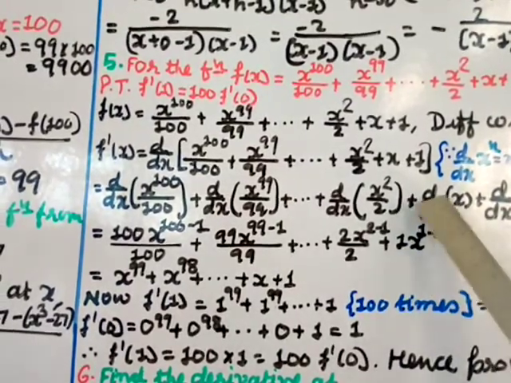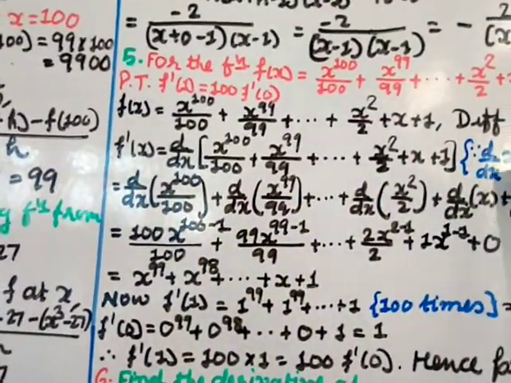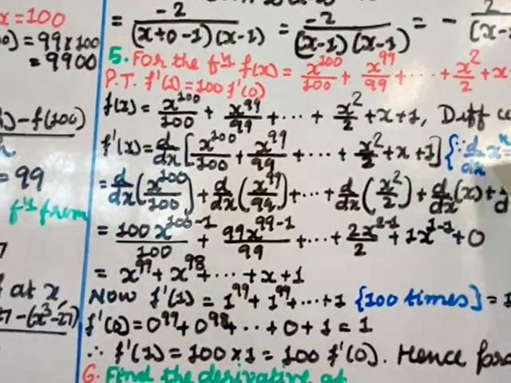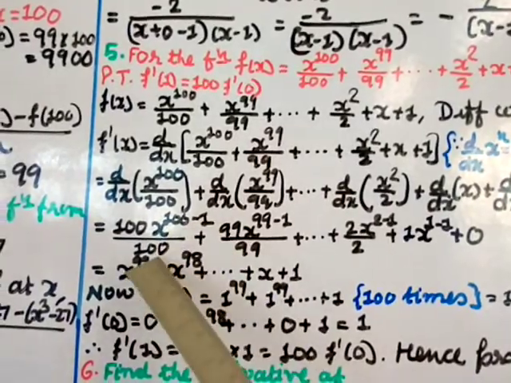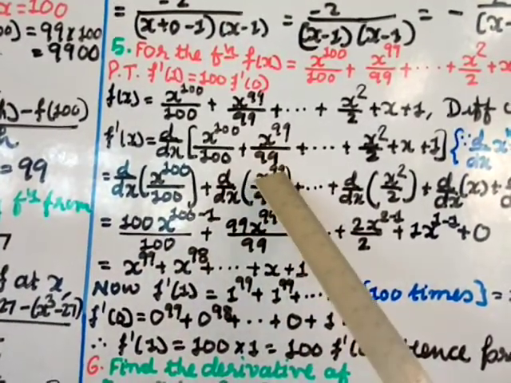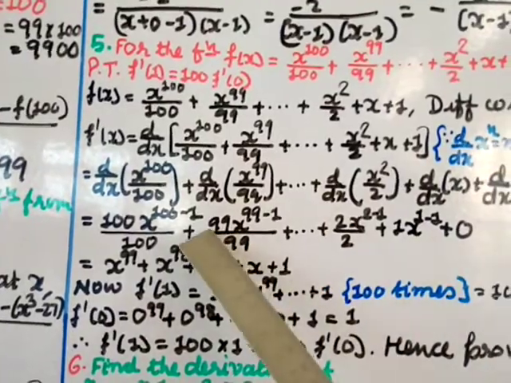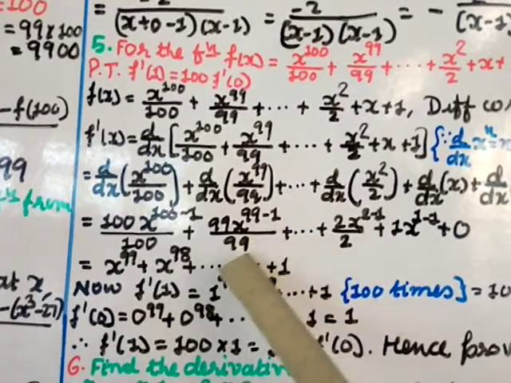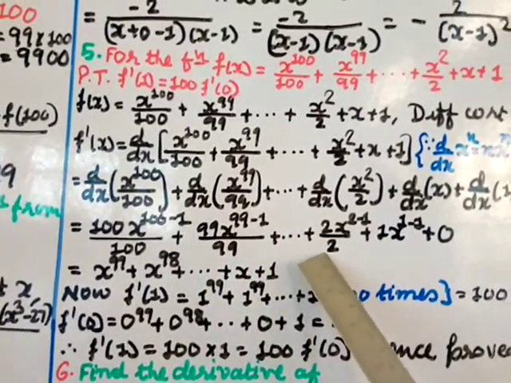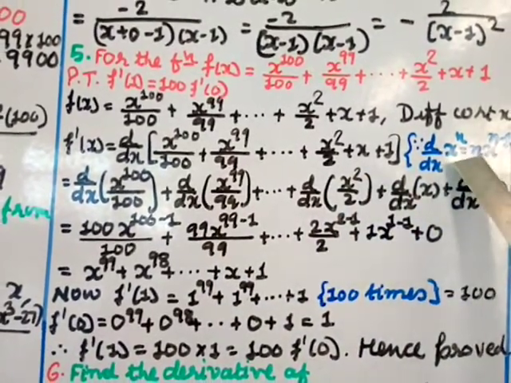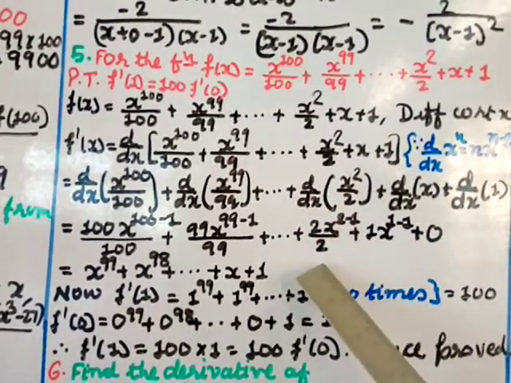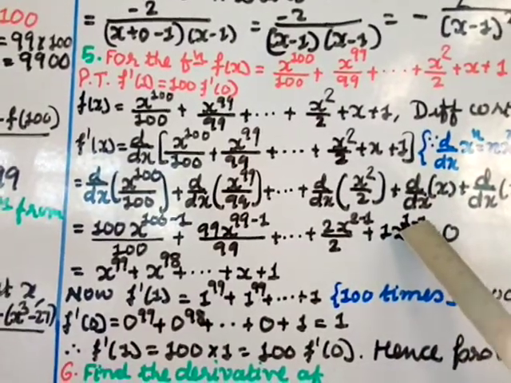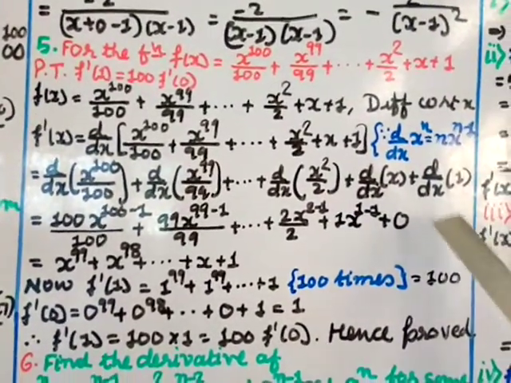And for all these x power n forms, I will use this formula. So for the first one n is 100, so 100 into x power n minus 1, that is 100 minus 1, divided by this 100 remains, plus here power is 99, so use the formula n is 99 into x power n minus 1, that is 99 minus 1, divided by 99, plus up to plus here x square, so n is 2, so 2 into x power 2 minus 1 divided by 2, this 2 is as it is, plus here x power 1, so 1 into x power 1 minus 1, and this is a constant, and constant is always 0, so this value is 0.